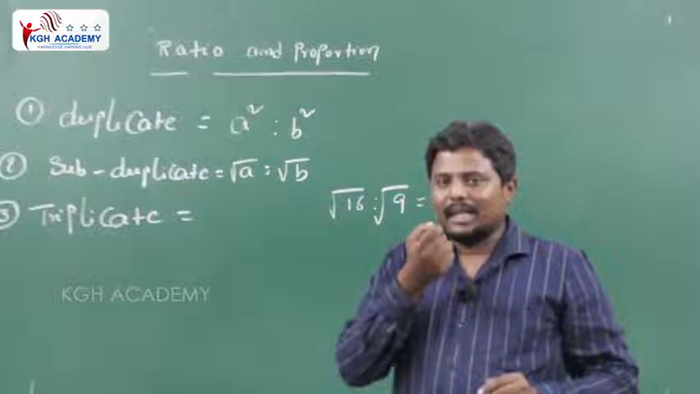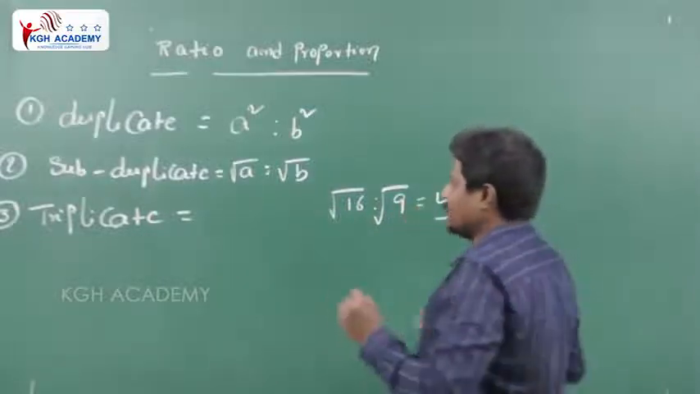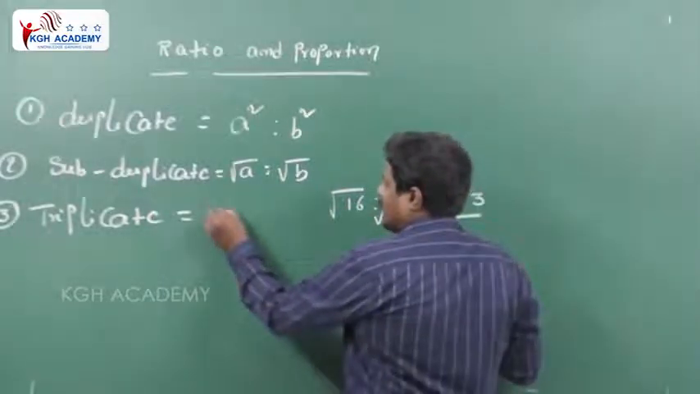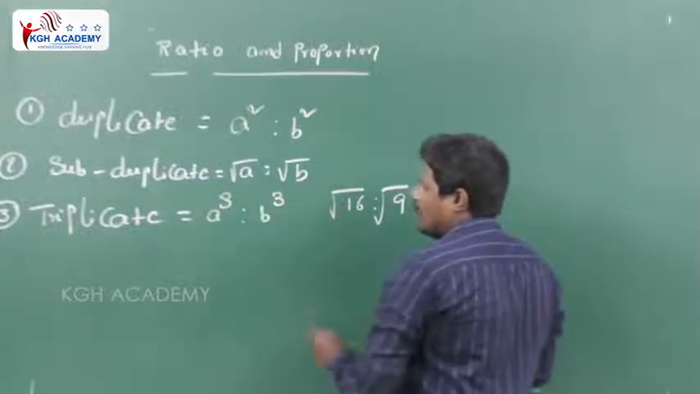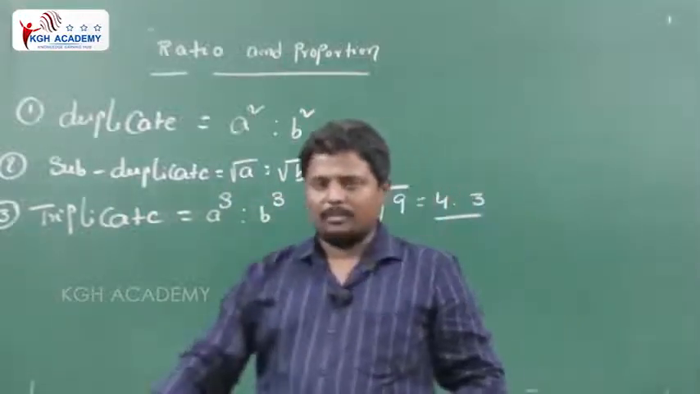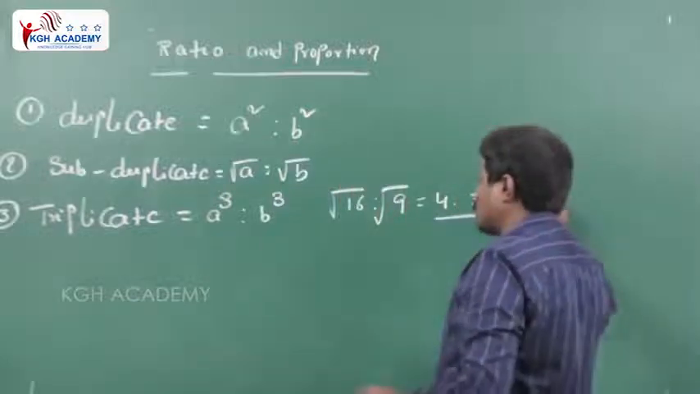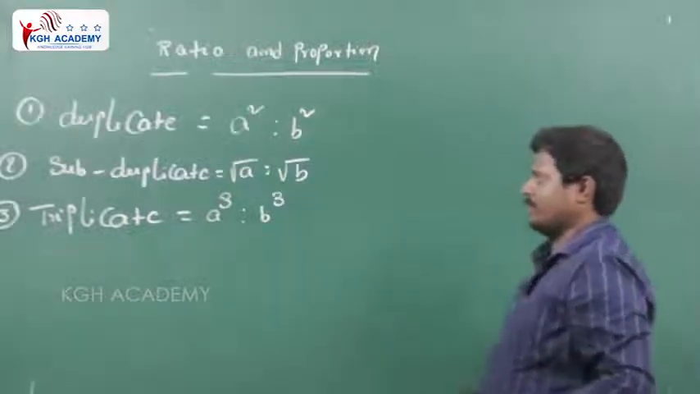Tri means 3, so that's why we take a cube is to b cube. We just need to take the cube of the given numbers.